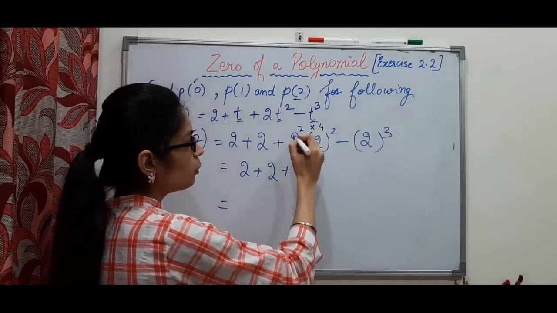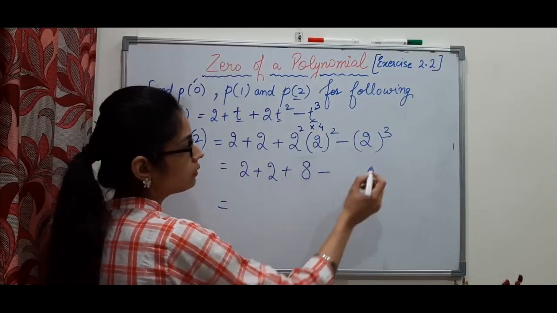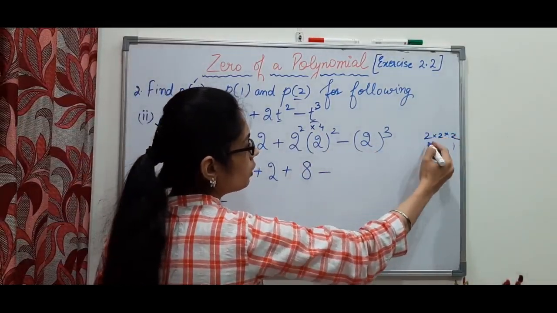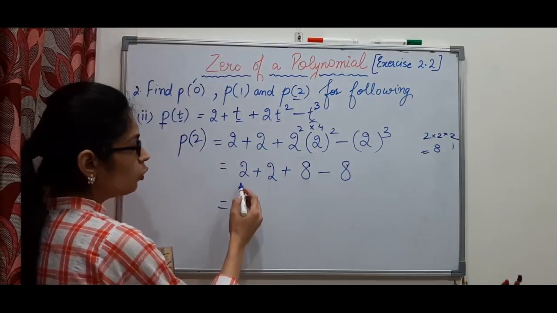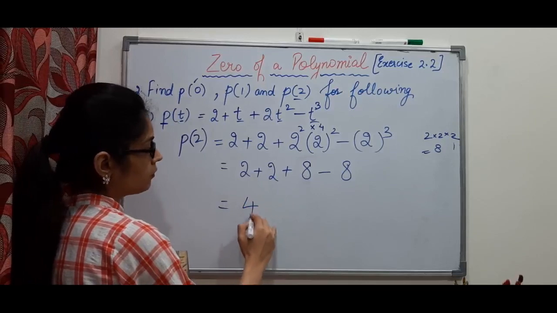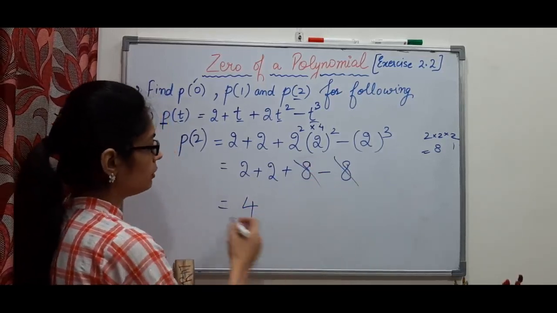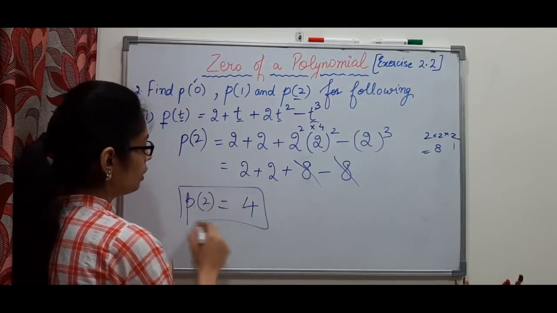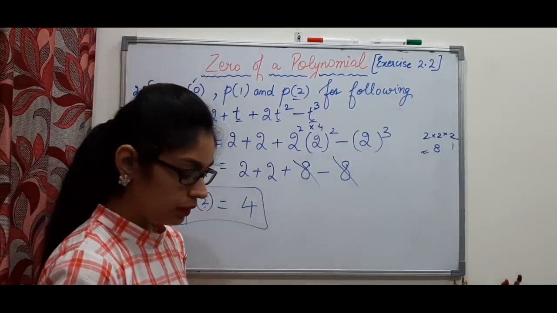So this will become 2 into 4. 2 into 4 is 8, minus cube of 2. Cube of 2 means 2 into 2 into 2, so this is 8. 2 plus 2 is 4, so plus 8 and minus 8 will cancel, because 8 minus 8 is 0. So P2, the value of this polynomial at t equal to 2, is 4. Now let's do the next part.